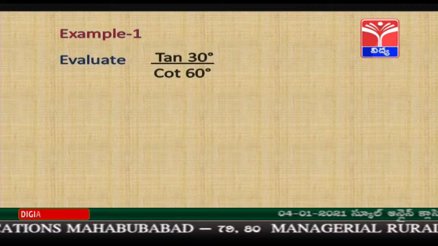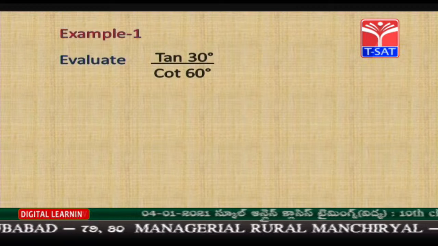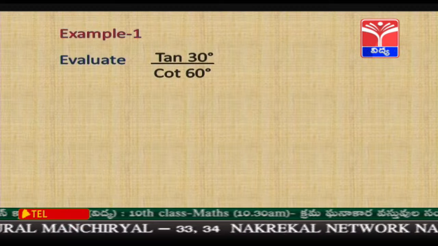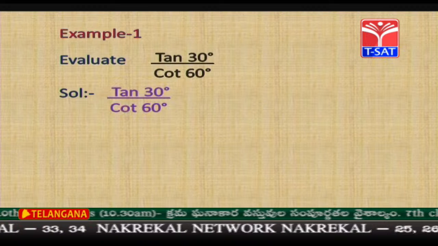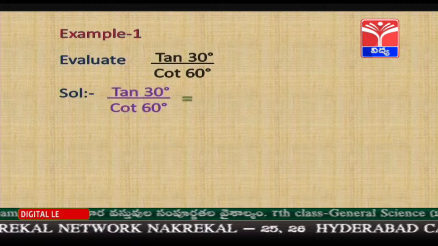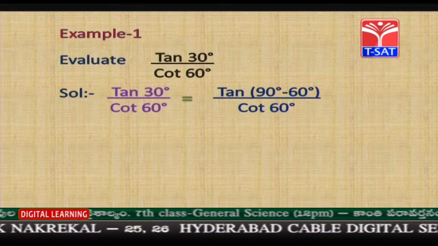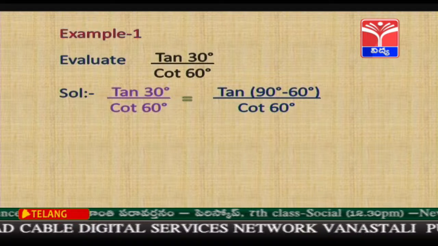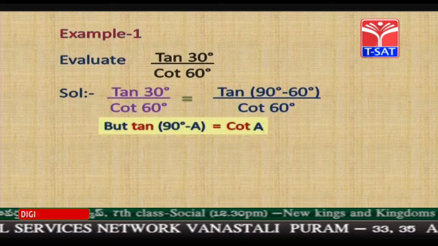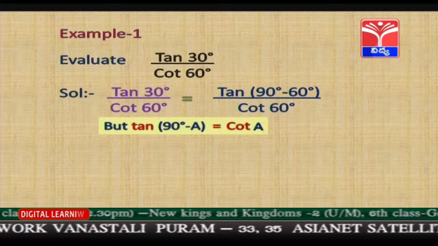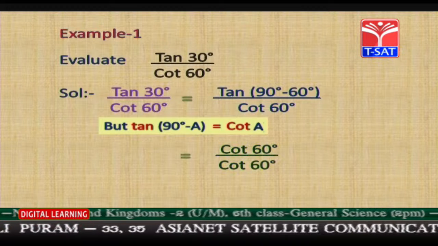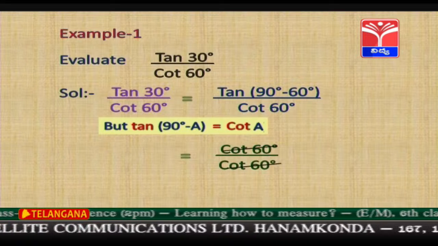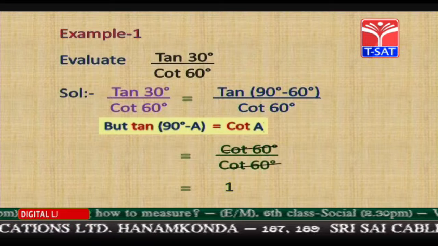Evaluate tan 30 degrees by cot 60 degrees. Here though we can take the values, we try to use the complement concept now. Please see. So, tan 30 degrees by cot 60 degrees, I will write it as tan 90 minus 60 by cot 60 degrees as it is. That means, tan 90 minus A is equal to cot A. So, now the answer becomes cot 60 degrees by cot 60 degrees. If I cancel both of them, what happens? Your answer is 1.